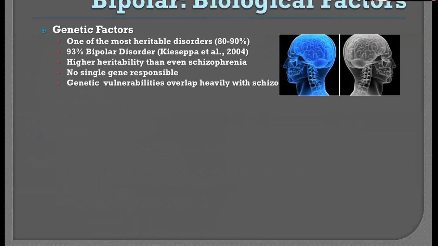Okay, but what happens when you start going fishing for genes? As always, no single gene is going to be associated with bipolar. Just like in schizophrenia, I think they've counted at least over 100 genes that contribute to bipolar. Those are shared genes, the same genes that provide a liability to schizophrenia. And that's what it says here: genetic vulnerabilities as well as risk factors overlap heavily with schizophrenia.